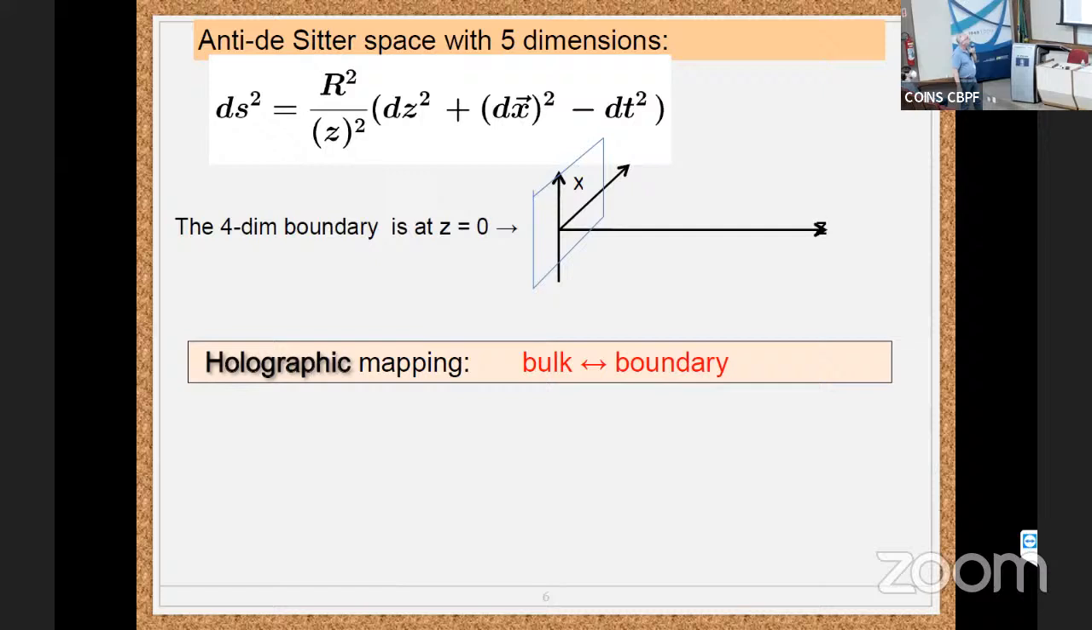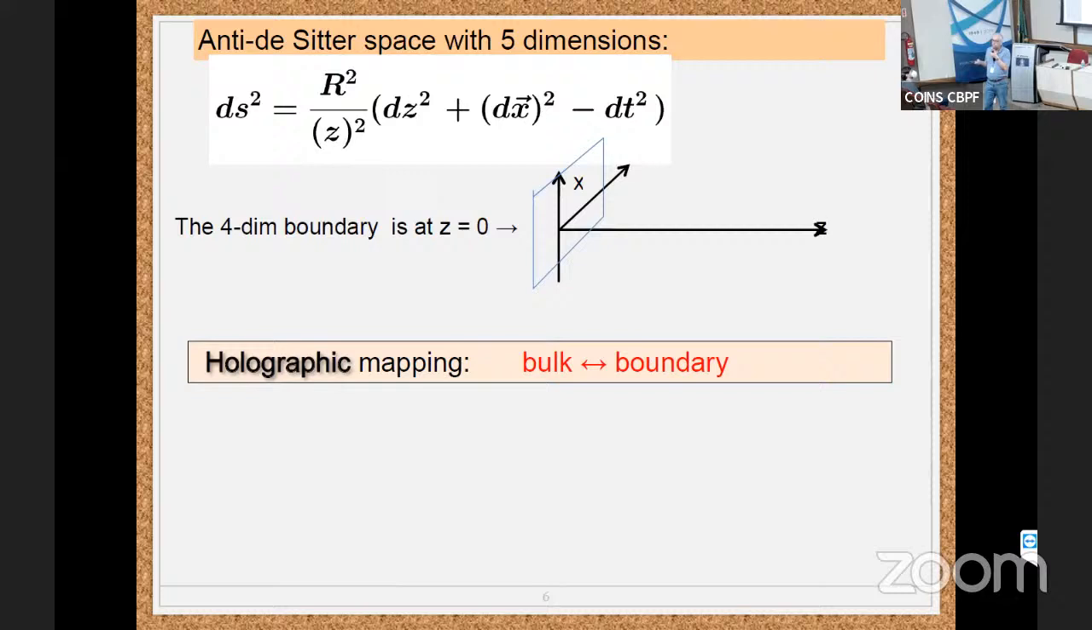We can think in a simplified way. AdS space in 5 dimensions can be written in this form here with one conformal factor R squared over Z squared and another part that is just like the Minkowski metric. This coordinate, this should be Z here, sorry. And we can look at AdS thinking that it is a 5-dimensional space that has one special coordinate. Let's call it the 5th coordinate.